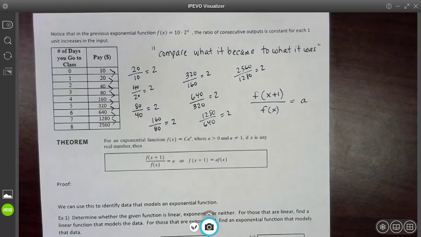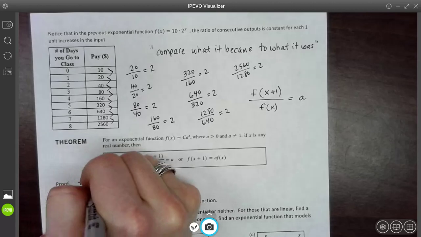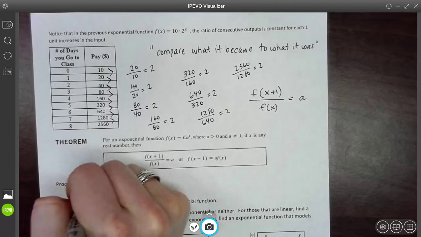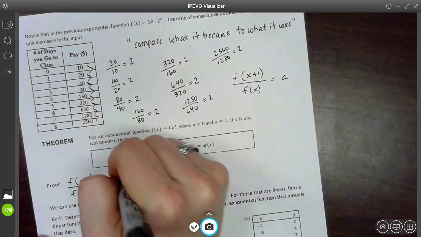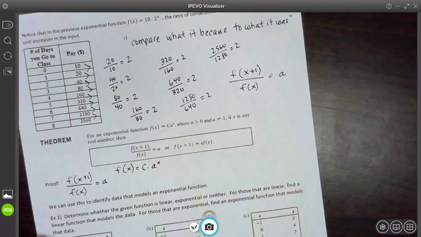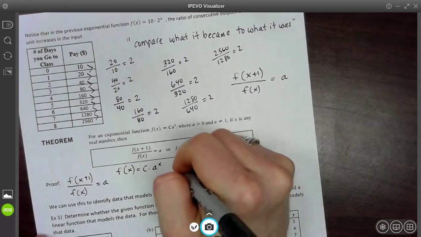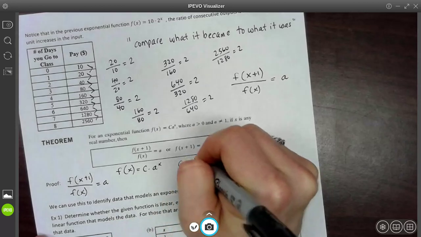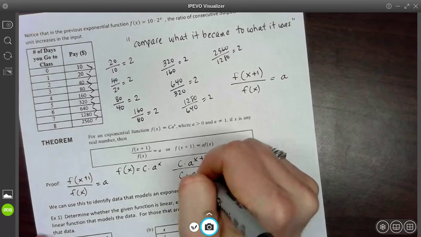All right, so now if I prove that f of x plus 1 over f of x always equals a, guys. Because if f of x is c times a to the x, well then, plug in x plus 1 for x. F of x plus 1 would be c times a to the x plus 1 over f of x, which is c times a to the x.